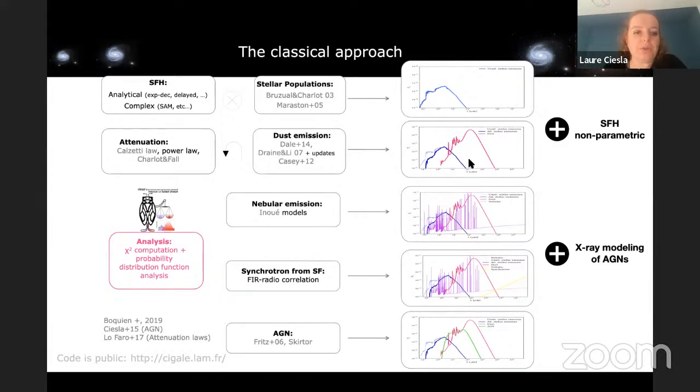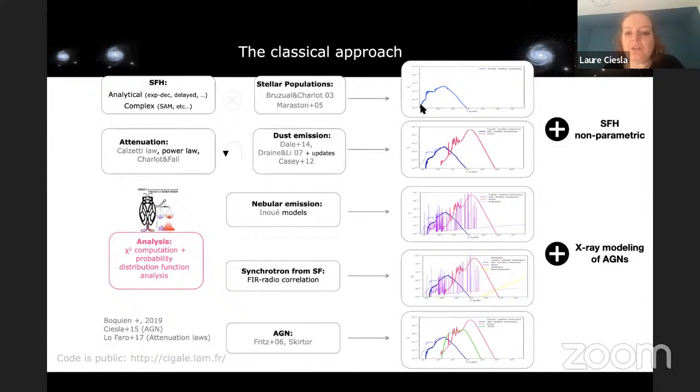So the classical approach, I would say, the first step is to make an assumption on the star formation history of your galaxy. And we need to be simple because it's a complex thing. So usually we use analytical star formation history, like exponential declining, delayed exponential, constant star formation history. And this is convolved with a typical stellar population model. And here you have your emission of stars convolved with your star formation history.